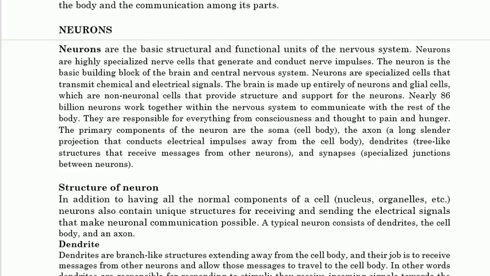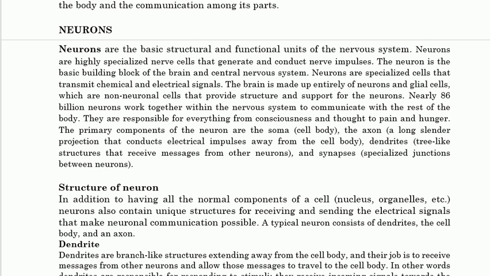Welcome back, friends. This is coordination session 3. And we are continuing with neurons. As we said earlier, the nervous system is made up of two types of cells, which are neurons and neuroglia. So we are starting by discussing neurons, then later we shall be discussing the neuroglia. So neurons are the basic structure and the function units of the nervous system. Neurons are highly specialized nerve cells that generate and conduct nerve impulses.